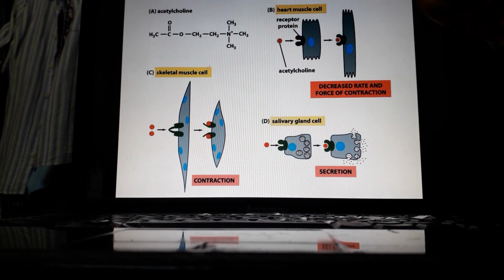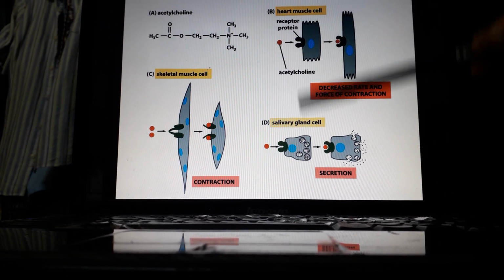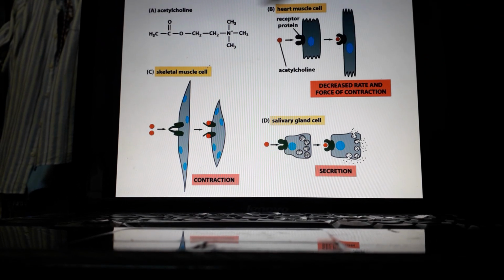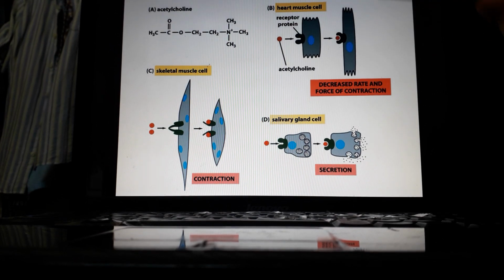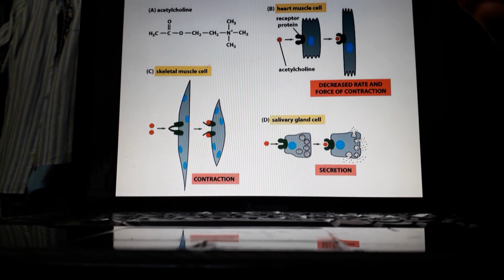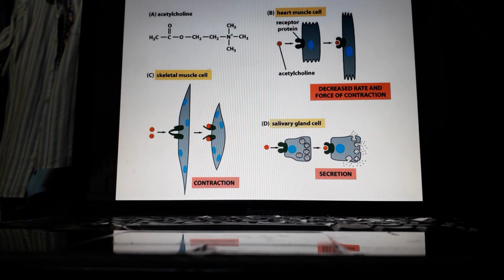So, the receptors may be different or the downstream molecules may be different, therefore, they elicit different kinds of response. So, this is, I think, how you should approach your questions during your higher studies or your comparative studies.